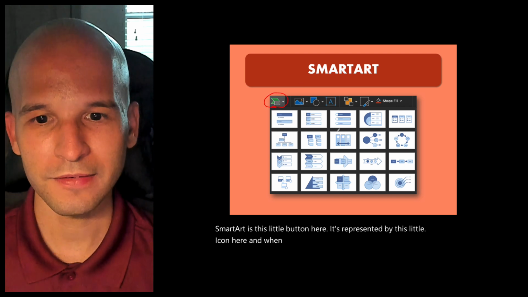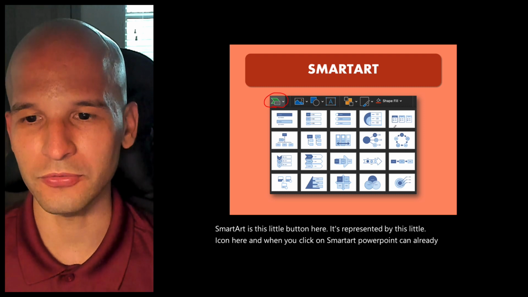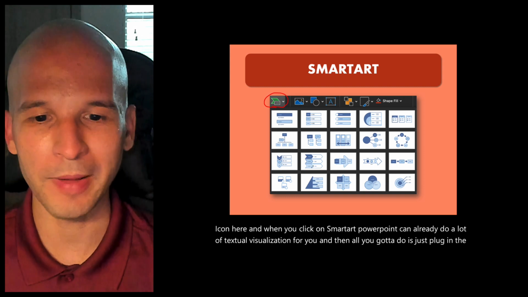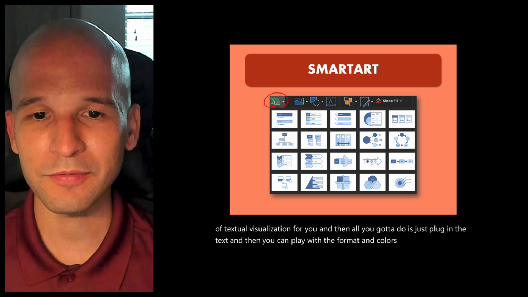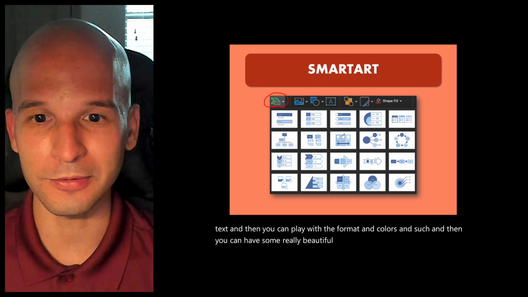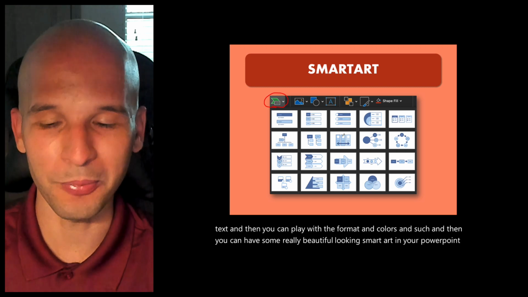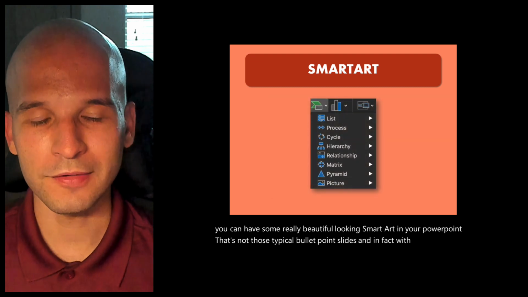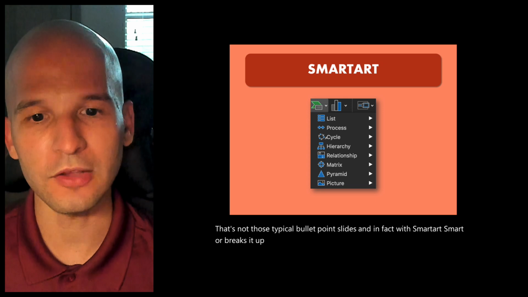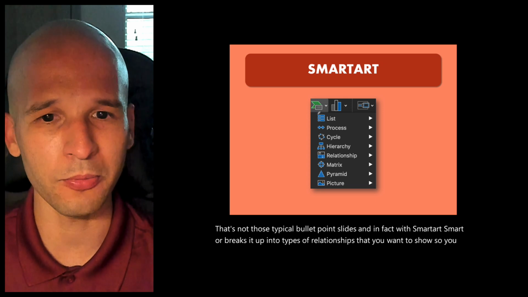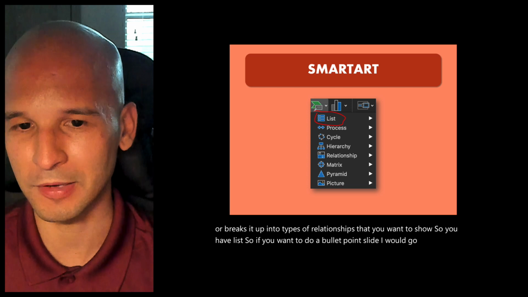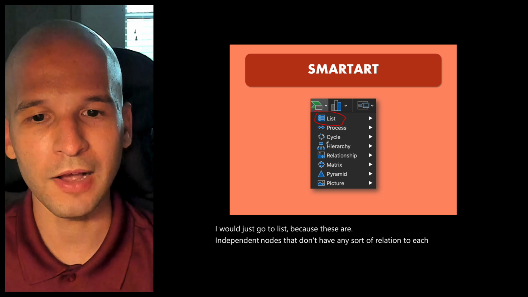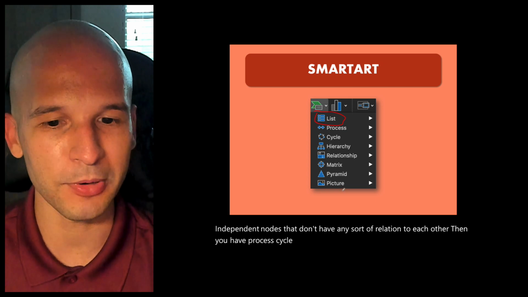When you click on Smart Art, PowerPoint can already do a lot of textual visualization for you. And then all you got to do is just plug in the text, and then you can play with the format and colors and such. And then you can have some really beautiful looking Smart Art in your PowerPoint that's not those typical bullet point slides. And in fact, Smart Art breaks it up into types of relationships that you want to show. So you have lists. So if you want to do a bullet point slide, I would go here first. I would just go to list because these are independent nodes that don't have any sort of relation to each other. Then you have process, cycle, hierarchy, matrix, pyramid, picture.